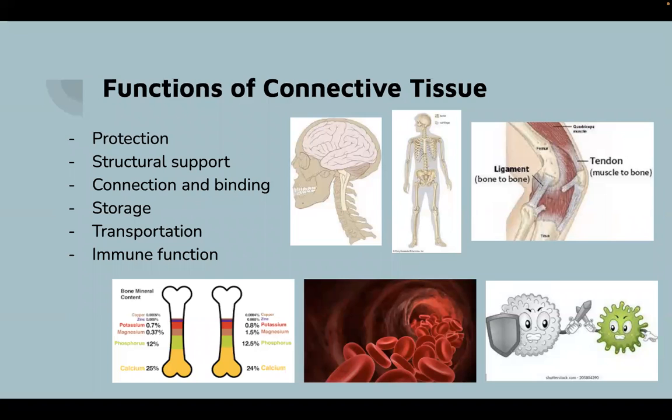There are many functions that the different types of connective tissues perform, such as, in many cases, providing protection for internal organs. For instance, as you can see here, the skull is protecting the brain, and it could also provide structural support, as bones provide the framework for the body, as you can see right over here.